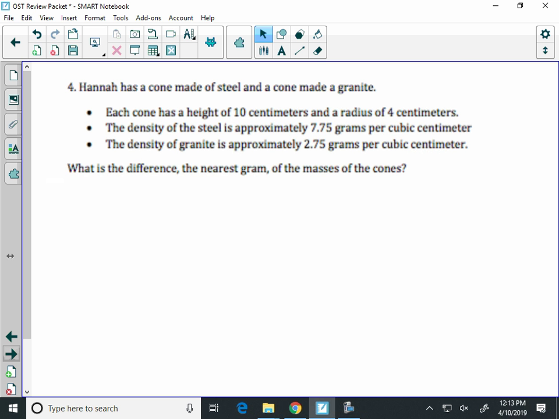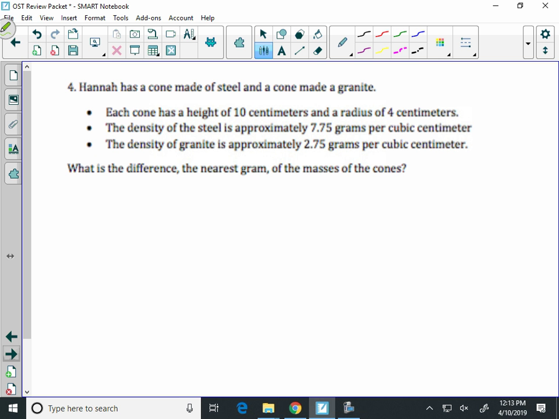Each cone has a height of 10 centimeters and a radius of 4 centimeters. The density of the steel is approximately 7.75 grams per cubic centimeter. And the density of the granite is approximately 2.75 grams per cubic centimeter. What is the difference to the nearest gram of the masses?